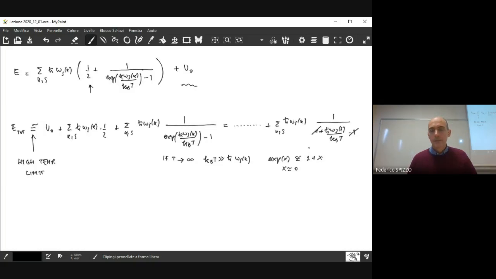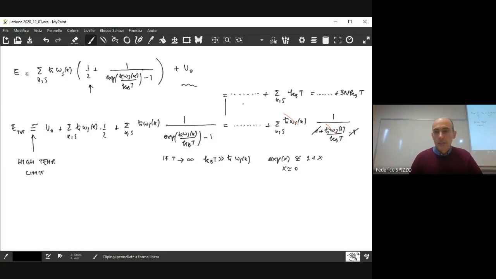Minus 1 and plus 1 can simply be eliminated. Then h bar omega s of k and h bar omega s of k can be eliminated, so you have just kBT left for the summation. So this is equal to the constant terms plus the summation over k and s of kBT. Since kBT does not depend on k or s, we have the same quantity summed a number of times equal to the number of k values times the number of s values. So we have 3N times the same thing: 3N kBT.